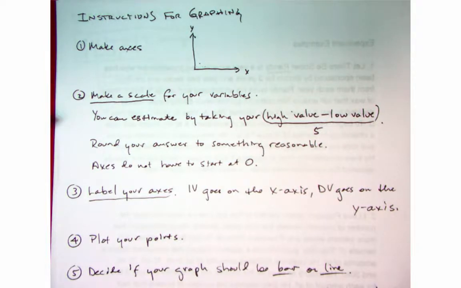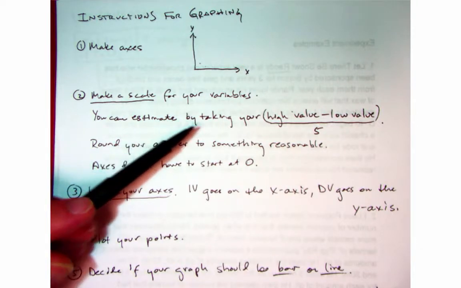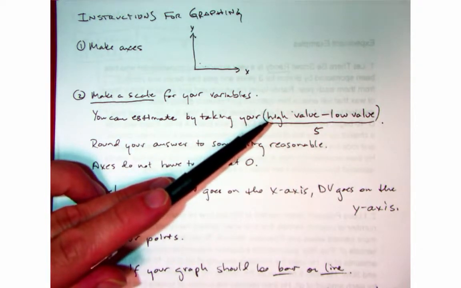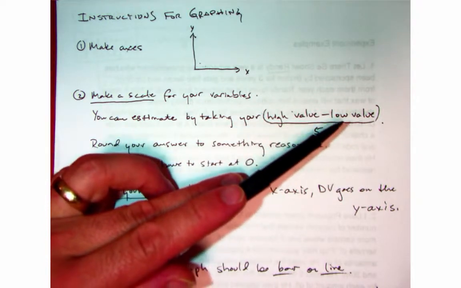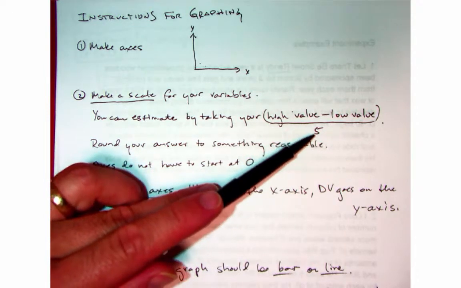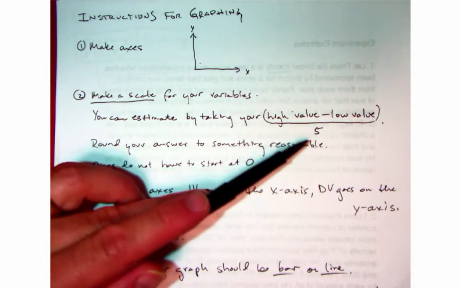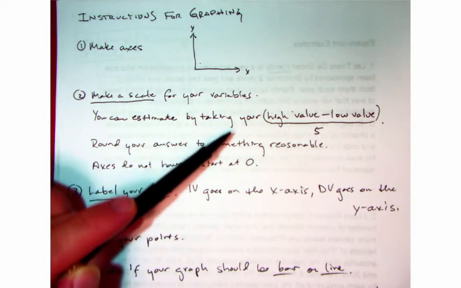Now, step 2 here, we want to make a scale for our variables. If you've seen other graphs, you know that some of them go from 0 to 10, some go from 50 to 150. Again, you can think of any numbers you want, but the question is, how do we know? And so one way that we do that is we can estimate by taking our high value of, say, our independent variable and subtracting our low value of our independent variable and then dividing that number by 5. Now, this is just an arbitrary number, but it gives us good answers. It gives us a good way to make a scale. You do not have to do this, but it's just a way to approximate.